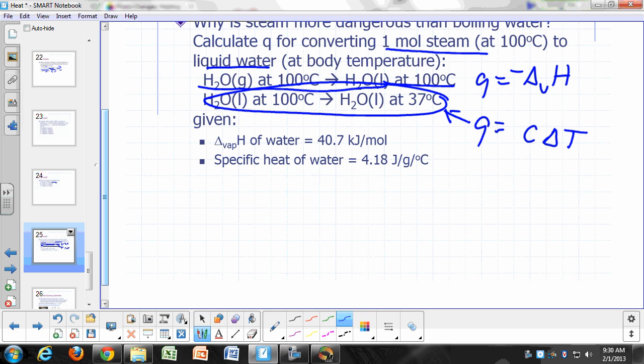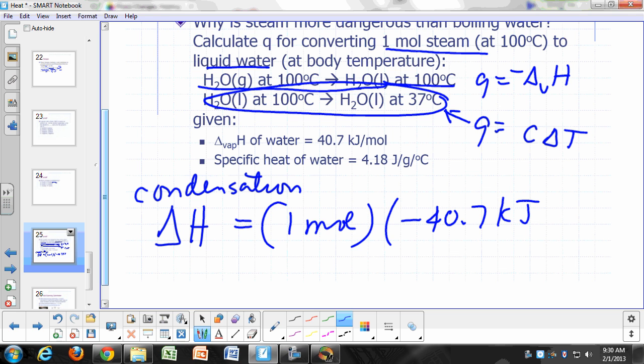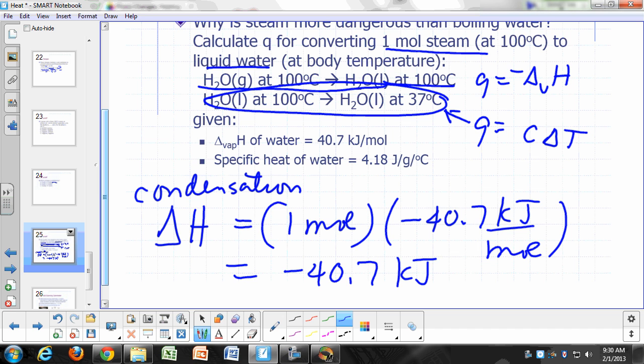What's delta H? Delta H vaporization of water is 40.7 kilojoules per mole. Okay, so let's do 1 mole of steam. So delta H for the condensation would be what? 1 mole times negative 40.7 kilojoules per mole. So it's going to be negative 40.7 kilojoules.